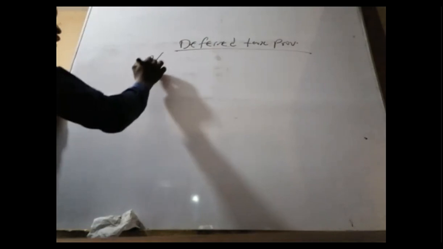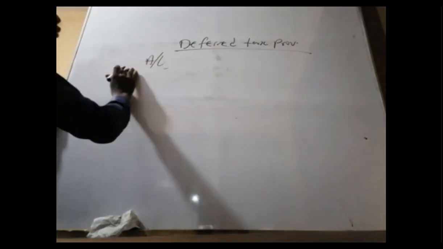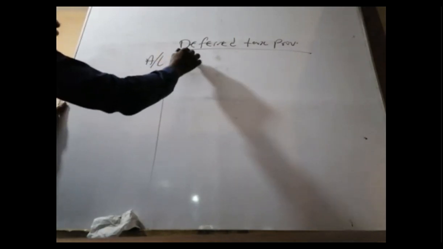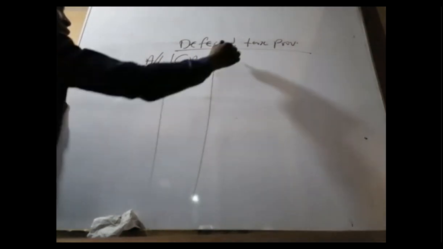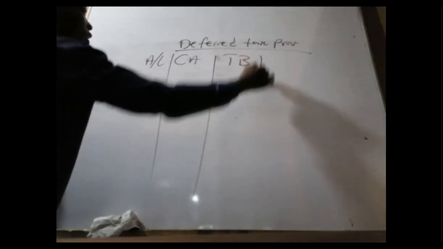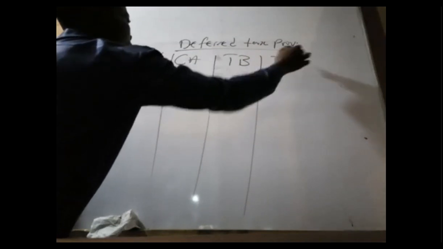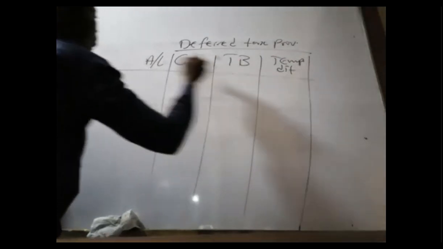Bring the asset or liability here, then the current amount, then the tax base, then the temporary difference. We are done. So let's copy the items in here.